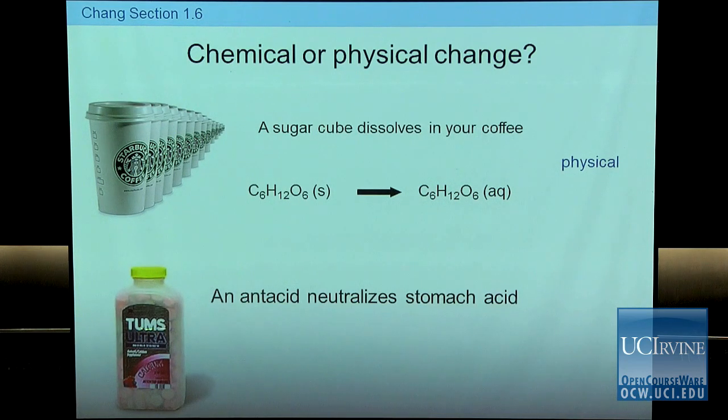And this, Tums, it neutralizes your stomach acid. Is that a chemical reaction or physical? That's a chemical reaction. That's right. This is actually an acid-base reaction. Okay? This OH compound then is reacting with acidic components in your stomach, creating new materials.